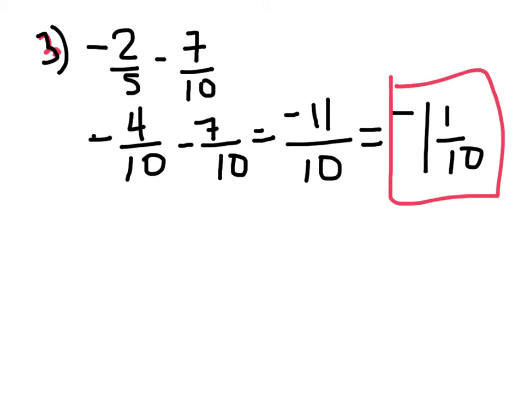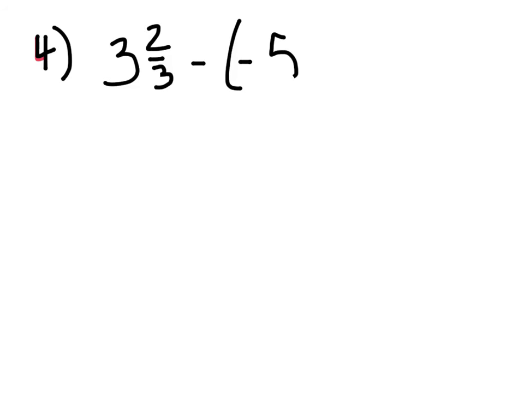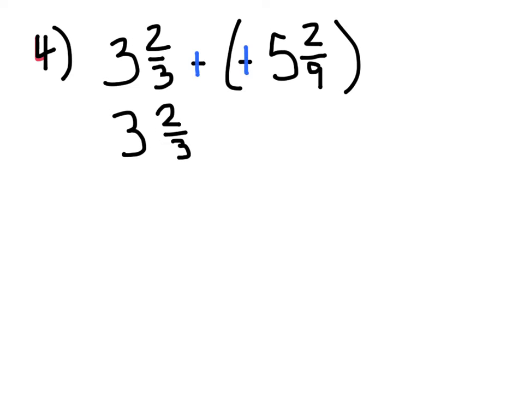Problem number 4. We have 3 2/3 minus a negative 2/9. Okay, here we go. So first of all, we are going to change the minus to positive, because the opposite of a negative is positive. And so we're going to write here positive 5 2/9.